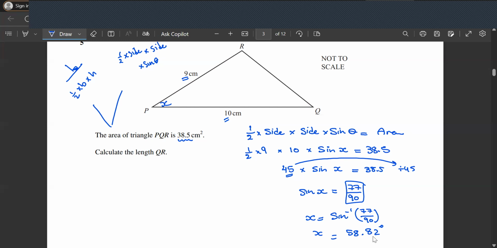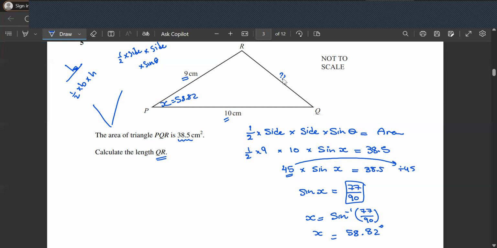Now x equal 58.82. What should I do next? I should go to the question here. I got this angle equal 58.82. Calculate the length of QR. How to calculate the length of QR? Using what? Cosine? Yes, look here. It is not 90 degrees. So if it is not 90 degrees, that means I cannot use the ratios. No sine ratio, no cosine ratio, no tan ratio, no opposite, no adjacent, no hypotenuse. But I can use the sine rule or the cosine rule.